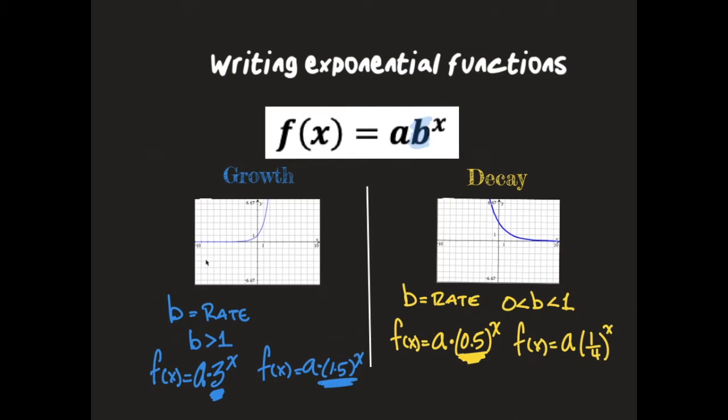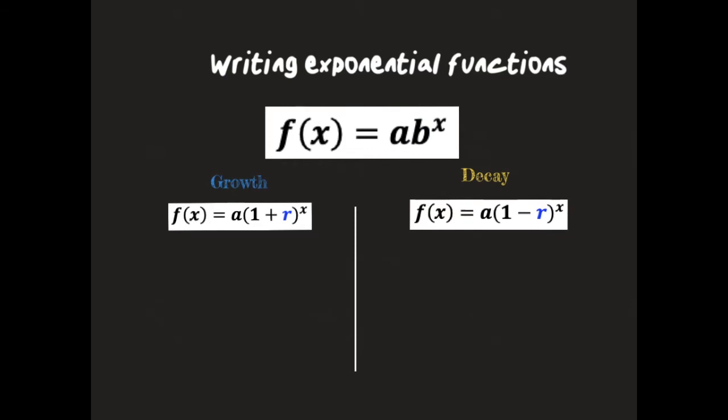Okay, so by now we already talked about a being my initial value. We talked about b and how b can change my exponential to be a growth or a decay depending on its value. If it's bigger than 1, it's a growth, and if it's between 0 and 1, like 1/4 or 0.5, we will have a decay.